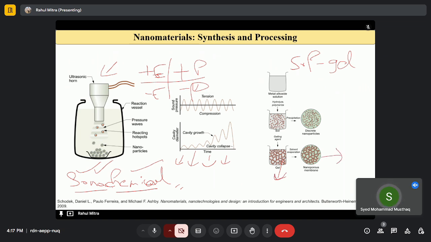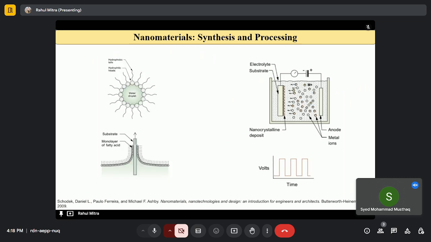And if we just stop at the sol process without doing the gelation process, and we do the precipitation, we have discrete nanoparticles. So we are producing two types of materials. One is zero-dimensional nanoparticles, and another is two-dimensional or three-dimensional, depending upon the thickness of the nanoporous membrane, right?